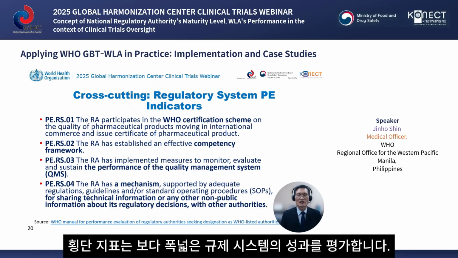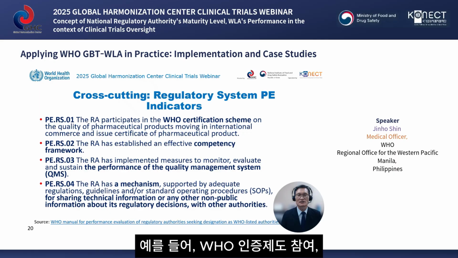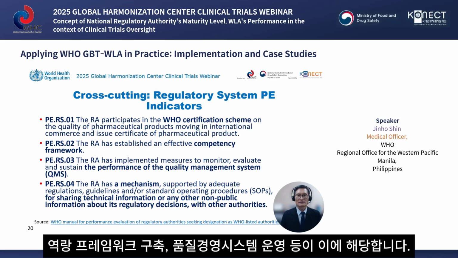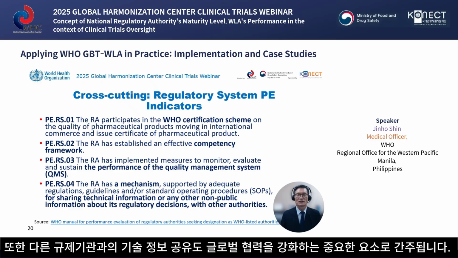Cross-cutting indicators look at broader regulatory system performance, such as participation in WHO certification schemes, competency frameworks, and quality management systems. Sharing technical information with other authorities is also important for global collaboration.